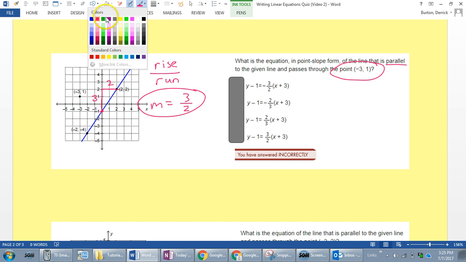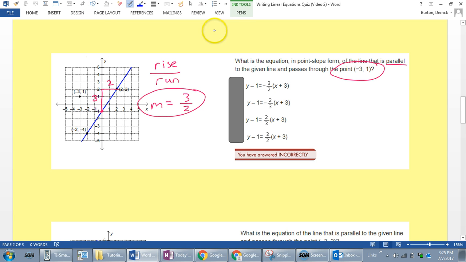So let's do the model. The model went again like this. It was y minus y1 is equal to the slope times x minus x1. Okay, so now that we know that the slope is 3 over 2, that should go right here. Now remember, this minus y1 and minus x1, that means change the signs. Okay, so my negative 3, that's an x value. So I'm going to put that in here, but I'm going to put x plus 3 because you have to change the signs for this.